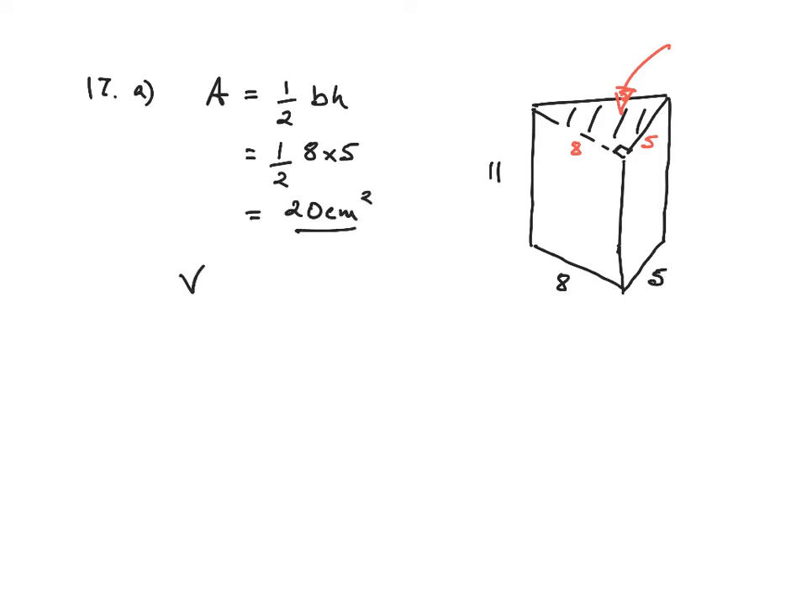The formula for the volume of a prism is area times height. We know that the area is 20, and this time it's the height of the prism that we're interested in. So it's 20 times 11, which is 220 centimetres cubed.